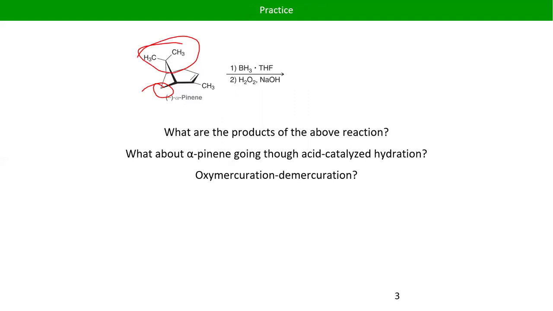All right, so questions about our 3 hydration mechanisms. So far we've got acid catalyzed bromination, hydrobromination, hydrochlorination, and we have our 3 hydration mechanisms. Those are our five reactions that we have that are addition reactions.